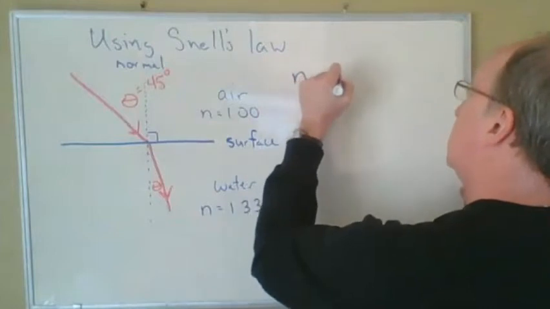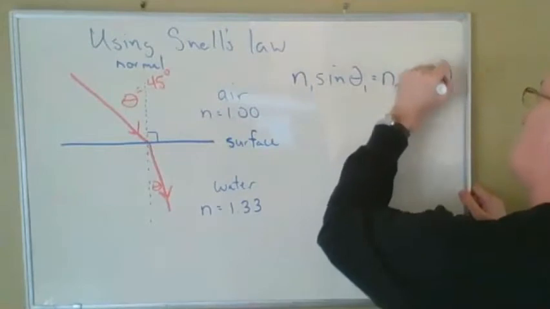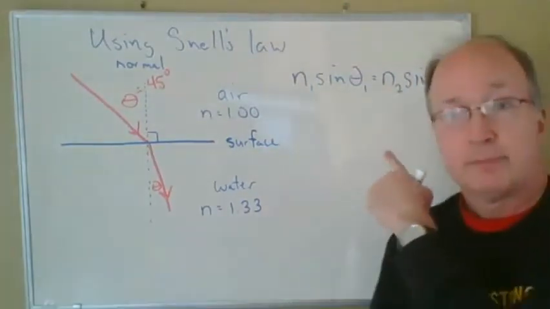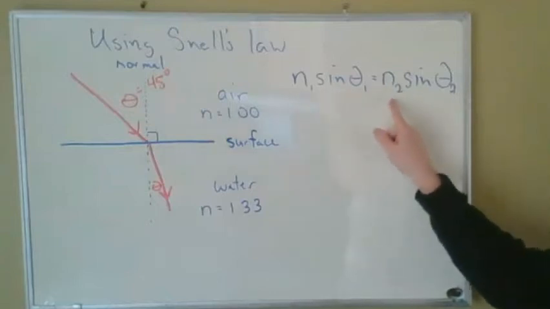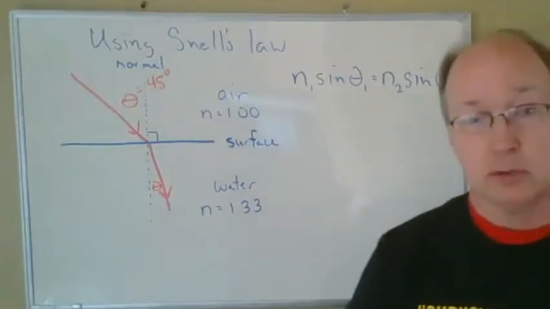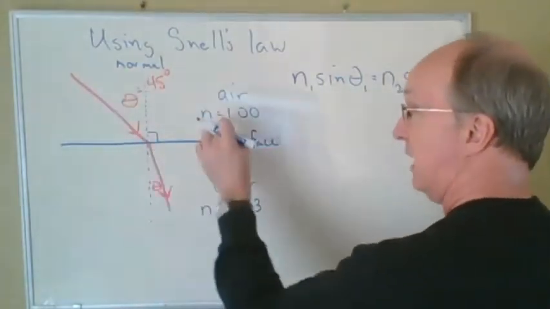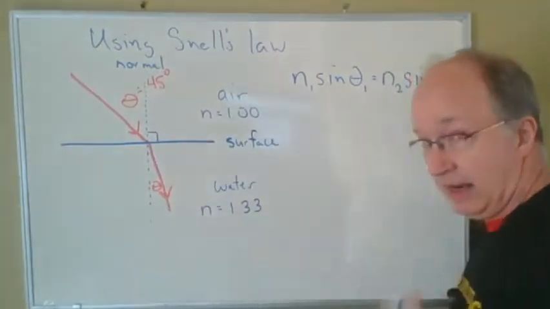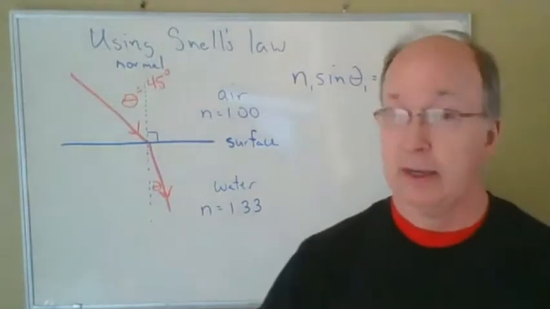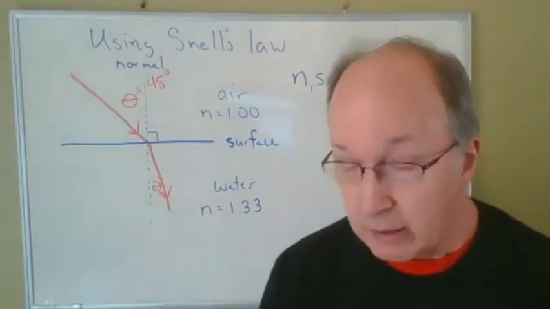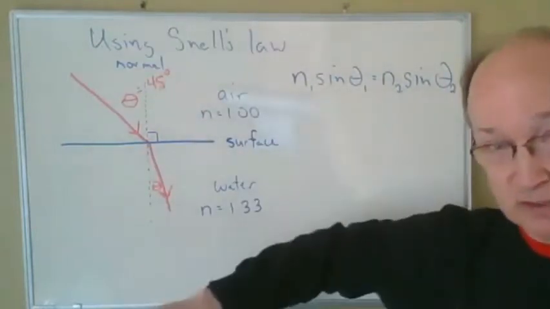Snell's law says that n1 times the sine of theta 1 equals n2 times the sine of theta 2. So what Snell's law does is it relates these four things, this angle and that n, to this angle and that n. Now, you might be thinking, well, which one's 1 and which one's 2, Mr. Morgan? Honestly, it doesn't matter as long as you keep them together on either side of the surface.